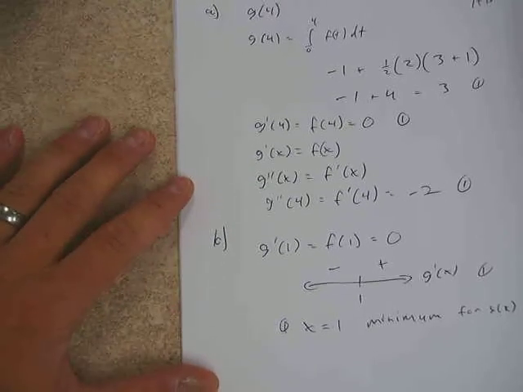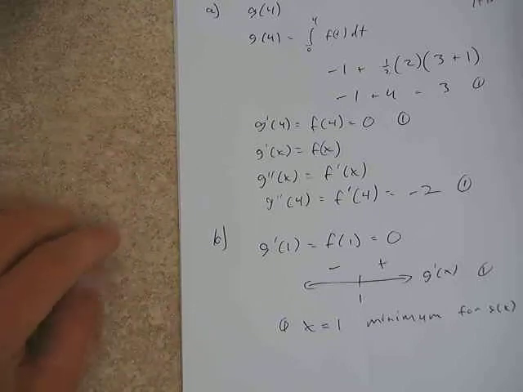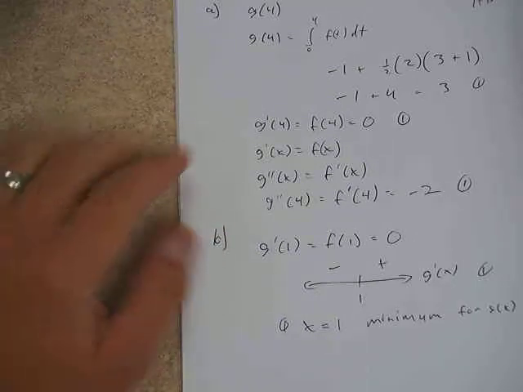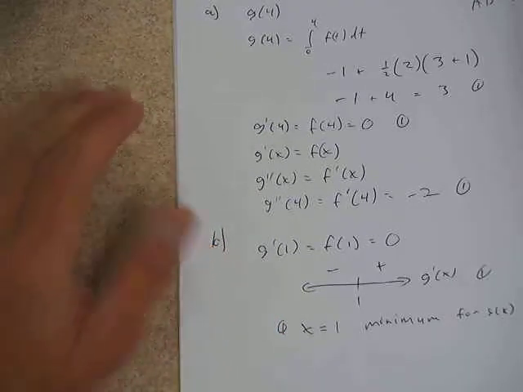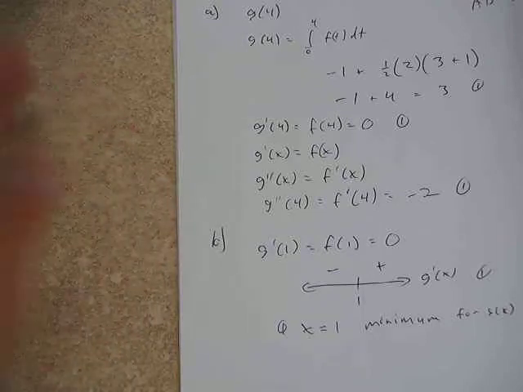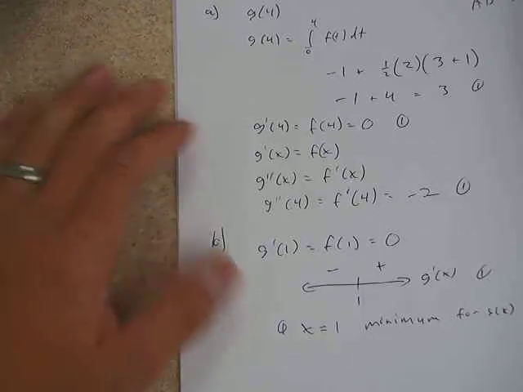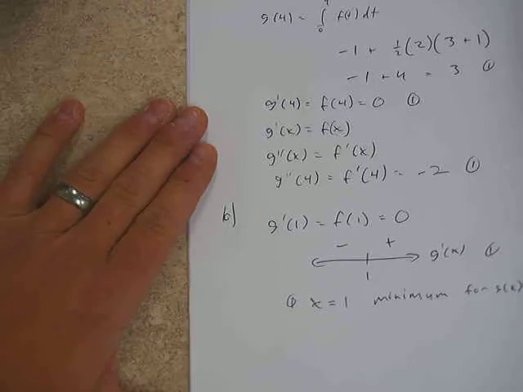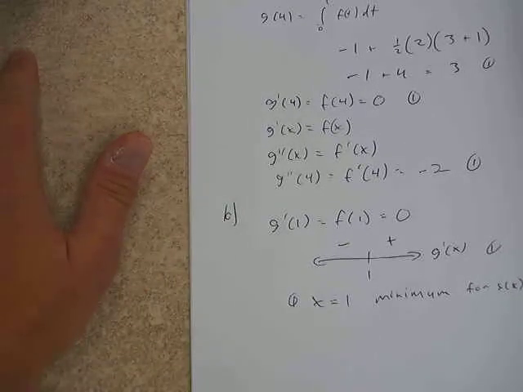Questions so far? Okay. Could you also label that x? Yes. You've already established a relationship between g prime and f above. You could also just say it in words. You could say that f changes from negative to positive, and we know that f is the same as the derivative of g.